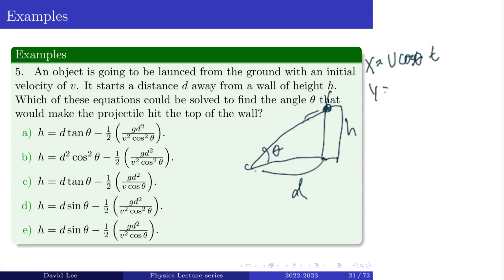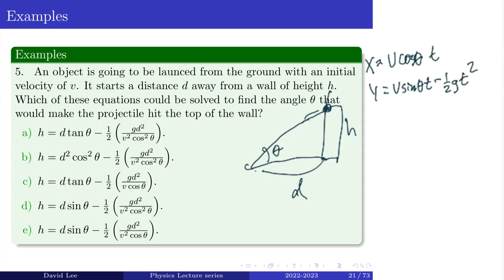Now, in the y direction, there is an acceleration. It's g downwards. So we'll have the initial y velocity and then minus 1/2 g t squared.